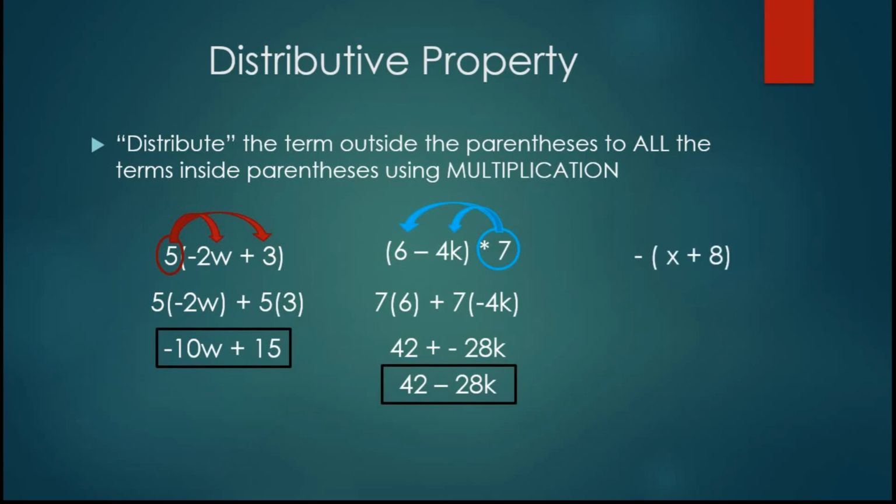Sometimes, though, you might not have a number outside, you might just have a negative. And that's the same case as if you don't have a coefficient in front of a term and you just have a negative in front. That's like a -1 that we are going to distribute to everything. So -1 times x plus -1 times 8. That gives us negative x minus 8. And that's all we've got to do.